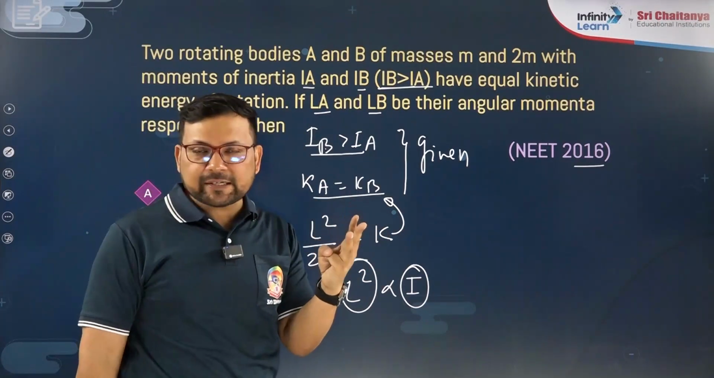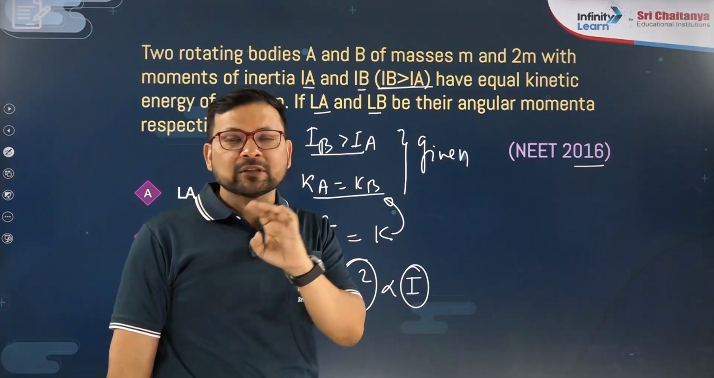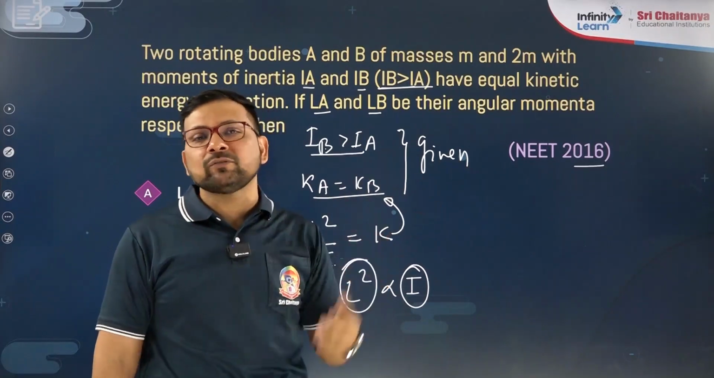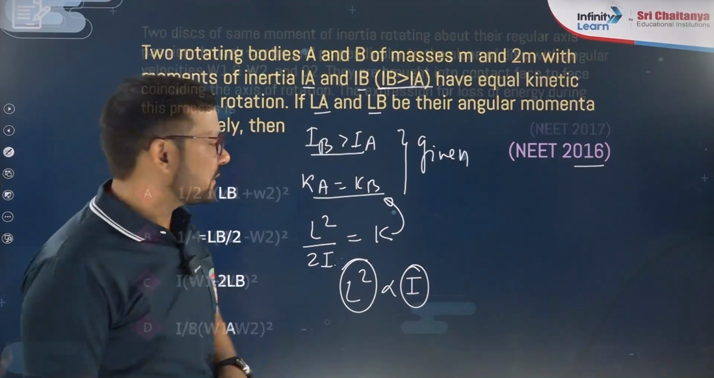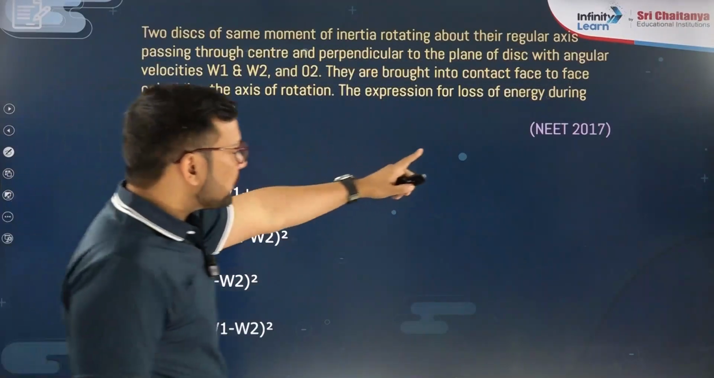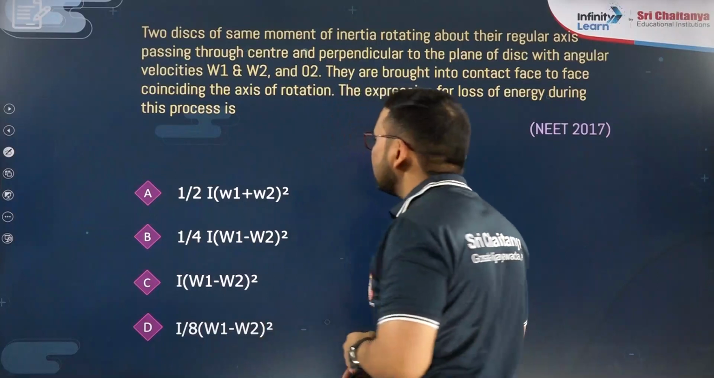Three physical quantities are there. Any one will be constant and the proportionality of the other two will be discussed. That is one very common question model that NEET asks. Next one, it is also a previous year NEET question. Have a look at the question.